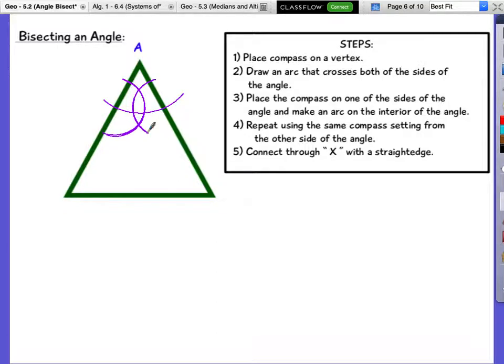Okay, so let's focus back up here. Phones and other stuff away. Now we have these two intersections formed by the last two arcs we made. What we want to do is use our straight edge, the ruler we have, and cut through these two points.